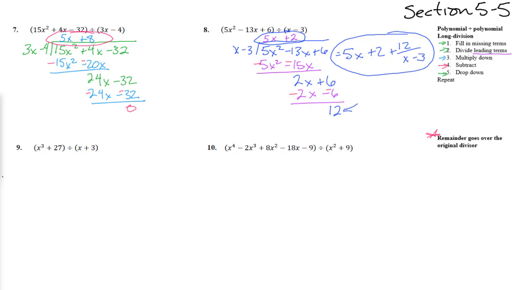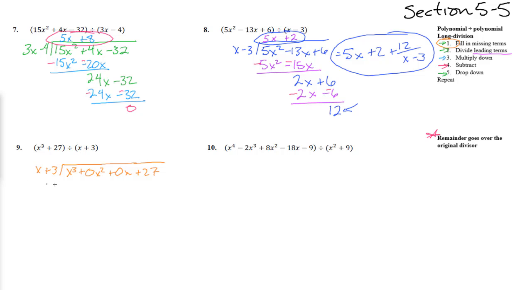Here we have x plus 3 goes into x cubed. Step number 1, fill in those missing terms with nothing. Yeah, that seems kind of useless, plus 0x squared plus 0x plus 27. But that will be very helpful as we start dividing.